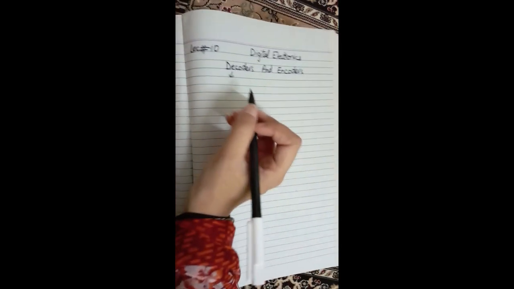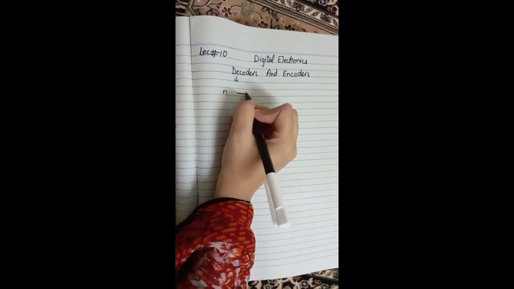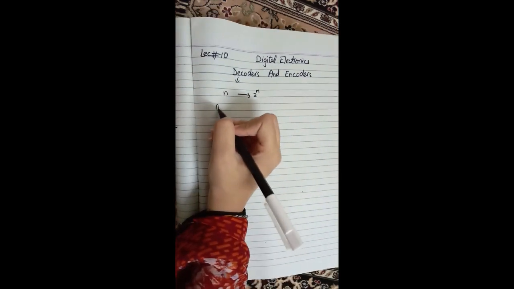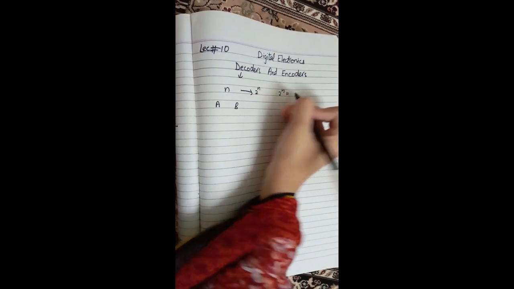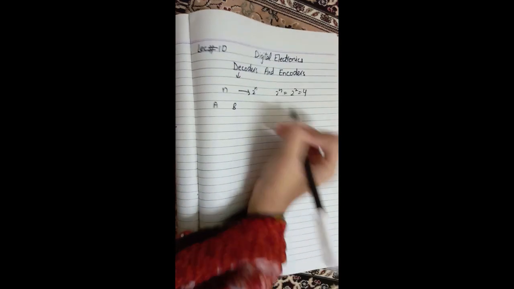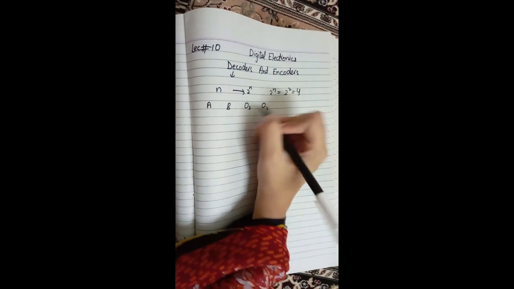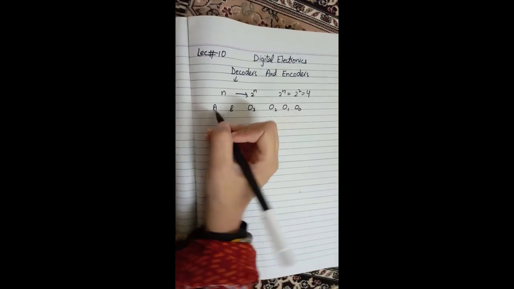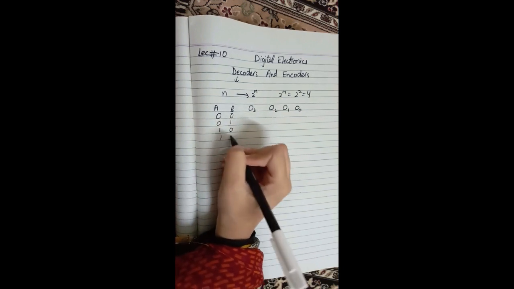Here decoder is a multi-input and multi-output logic circuit which decodes n inputs into 2 raised to power n outputs. As we have A and B, 2 inputs, so 2 raised to power n means 2 raised to power 2 is equal to 4 outputs. We will write the output as O3, O2, output 1 and output 0. These are 0, 0, 0, 1, 1, 0, 1, 1.